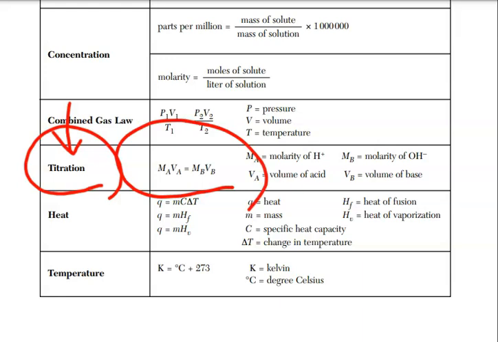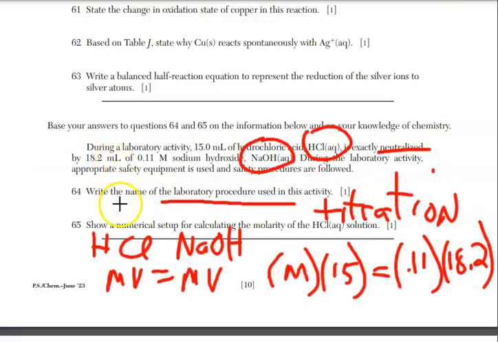Let's go back and plug in our values. I went ahead and wrote down the equation. I like to have my students put the formula for the acid on one side and the formula for the base on the other, then just pull out the numbers here in these couple of sentences, and you end up with the setup. M times 15 is equal to 0.11 times 18.2.